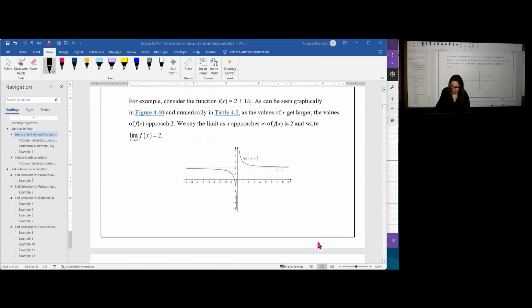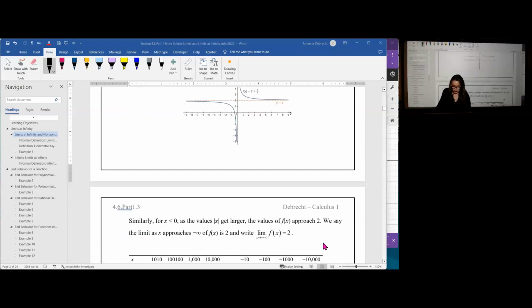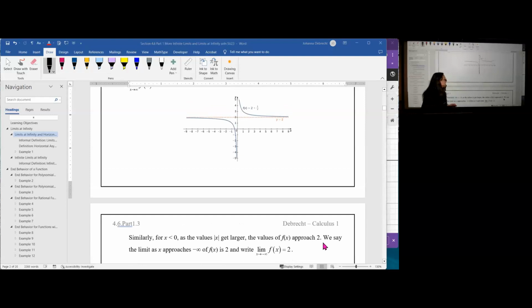Notice on this one that as we go to negative infinity, as the values of x decrease without bound, going to the far left of the graph, it also approaches the same horizontal asymptote. This does not always happen. Don't assume because you have one horizontal asymptote on the right that you'll have the same one on the left.